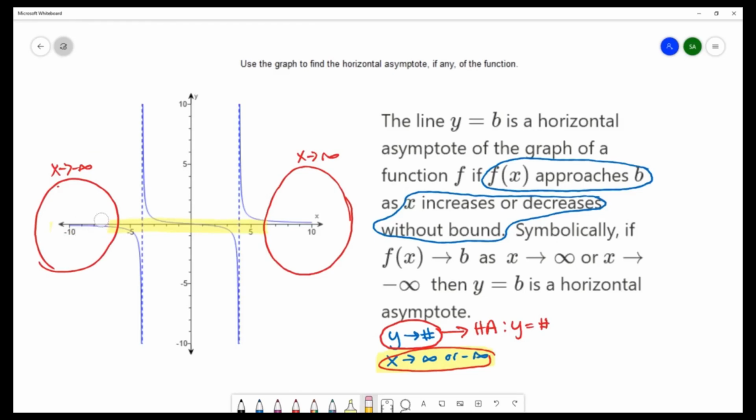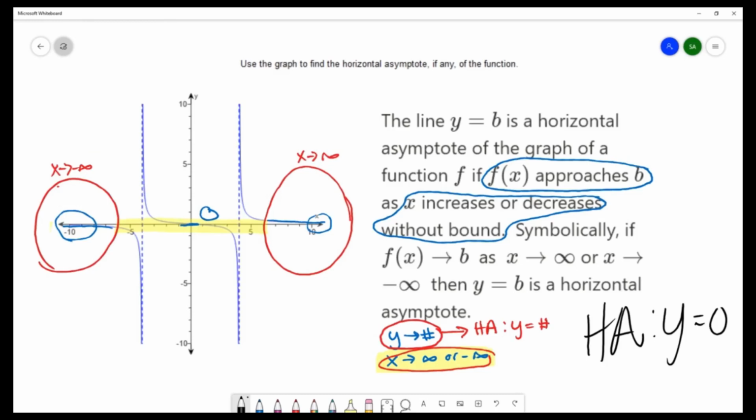And we're paying attention to what we see in blue. This line, we want to pay attention to the y value, and we notice that this graph is getting closer and closer to the x-axis. And so is this one on the other side. The graph gets closer and closer to the x-axis, and that is a y value of 0. So we do have a horizontal asymptote for this particular graph, and that horizontal asymptote is y equals 0.